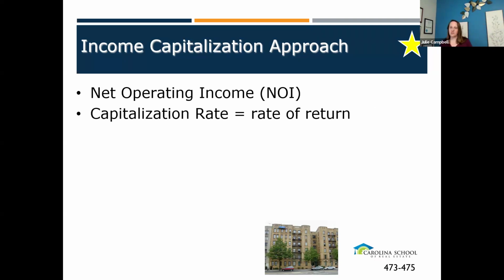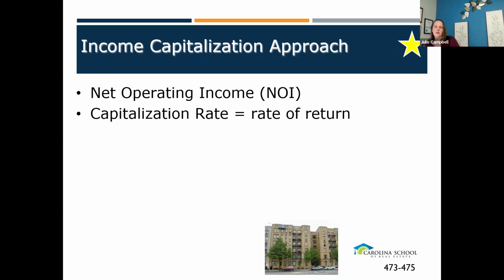So we'll see the formula in just a second. But we're going to study how much rent we're collecting, and we're going to deduct our expenses. And what we have left is our net operating income. So it's our projected income after paying your expenses.